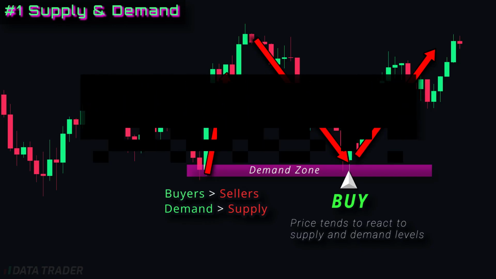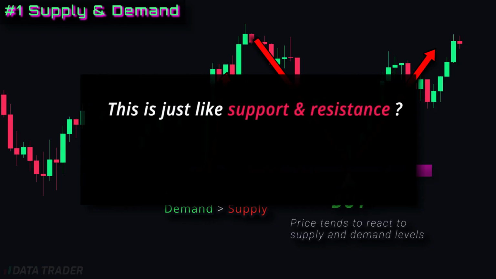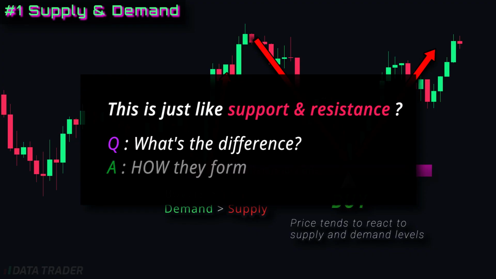Now, I'm sure some of you would notice, this works a lot like support and resistance levels. And you are correct, they are similar. So the question is, what's the difference between support and resistance and supply and demand? This is a question that people still often get confused about. The answer to that is how they form. Let's first start with support and resistance.